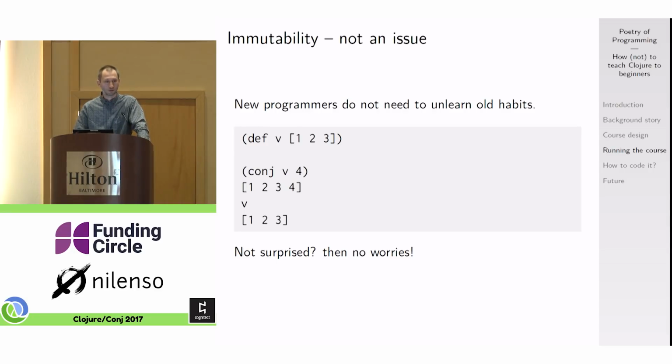Another non-issue, immutability is not an issue. Right? I can do this little piece of code, and if you're not surprised that 4 does not appear in vector v, then no worries, we can move on. And, you know, I went from Commodore 64 assembly to Clojure, but they don't have to go through the same path, okay? That's an enormous opportunity. And it's a nice experiment to see new generations of programmers starting with immutability straight.